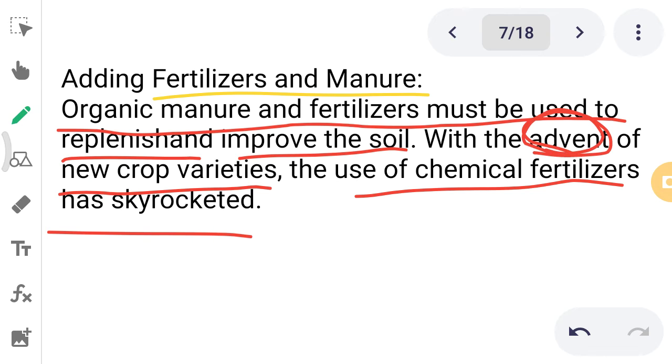Next, it is said that with the advent of new crop varieties, with the invention of new crop varieties, the use of chemical fertilizers has skyrocketed. That is, the chemical fertilizers are used enormously.